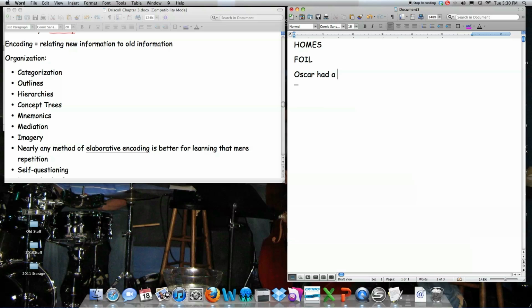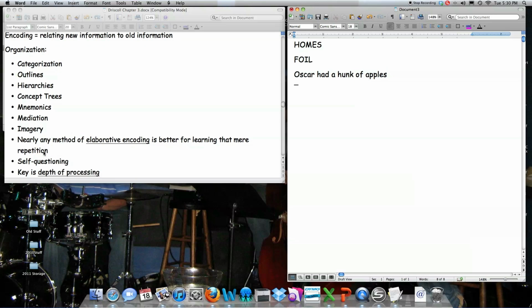Oscar had a hunk of apples. This is from my trigonometry class in high school. Opposite over hypotenuse, that's sine. Adjacent over hypotenuse, that's cosine. And then opposite over adjacent is tangent.